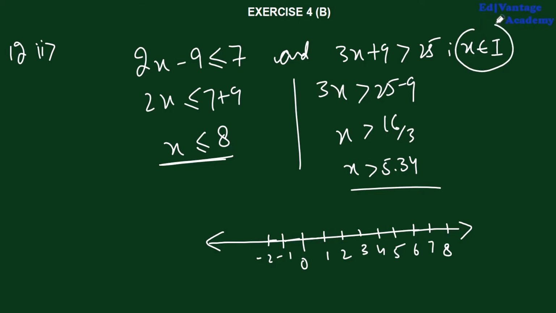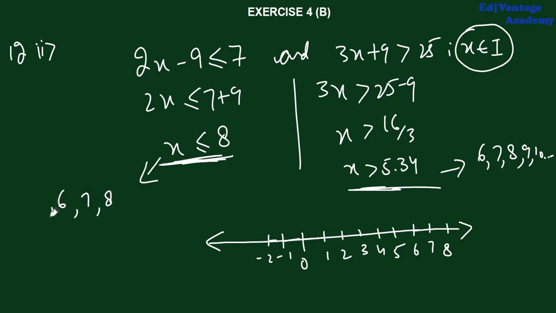X is greater than 5.34 and x is less than or equal to 8. X belongs to integer. Means you need to see integers which are less than or equal to 8 and greater than 5.34. So what are the integers greater than 5.34? It's like 6, 7, 8, 9, 10 and so on. What are the integers less than or equal to 8? It's 8, 7, 6, 5, 4, 3, 2, 1, 0, -1 and so on. But we have to plot the graph where x is less than or equal to 8 and greater than 5.34.